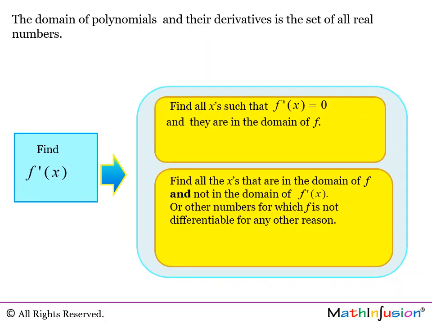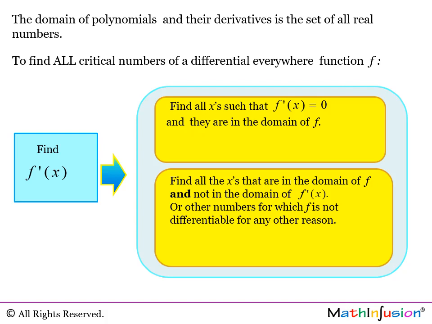Here are some special functions. We know that the domain of the polynomials and their derivatives, because the derivatives are also polynomial, is the set of all real numbers. So if we want to find the critical numbers of differentiable everywhere functions like polynomials, like sine, like cosine, like e to the x, then we can really shorten the process by a lot.